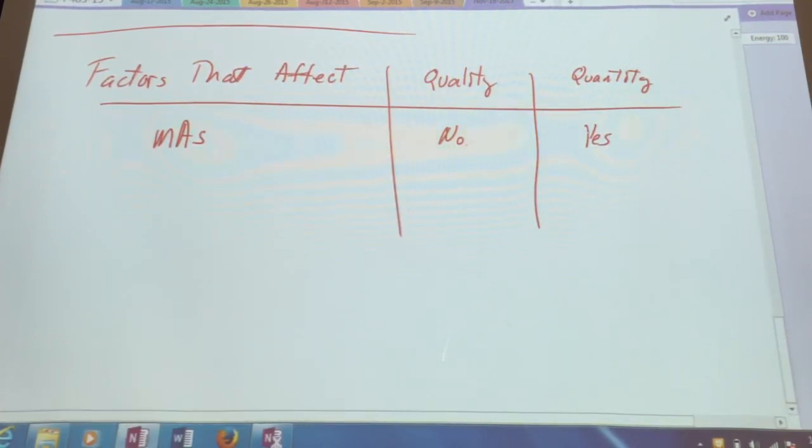Okay, what about KVP? You increase the KVP, what happens? Quality increases. Definitely on the quality. And the quantity.